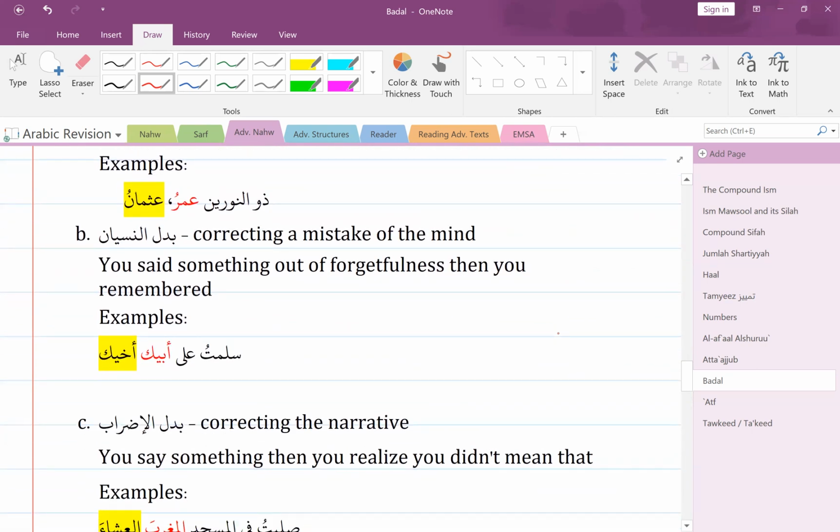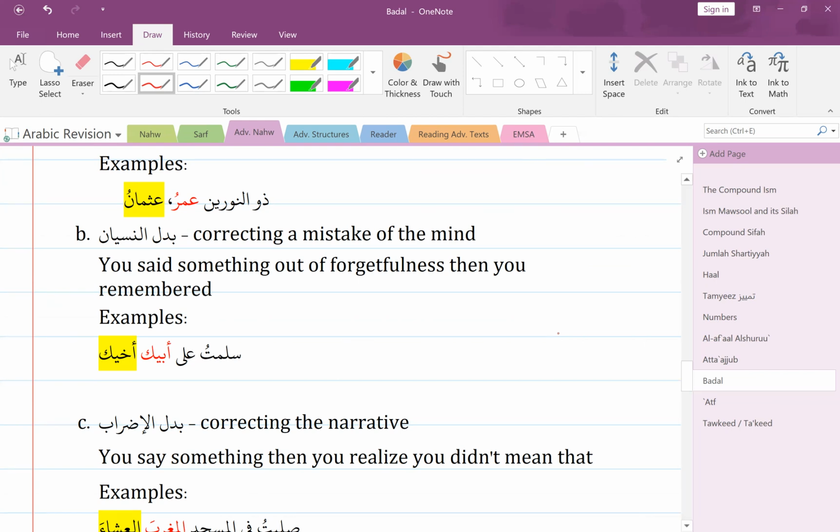The second category is badal al-nisyan. Now this is correcting a mistake of the mind. You didn't know, or maybe you knew it a while ago and forgot about it. So you said something, and after you said it, you remembered the correct thing. In your mind, you thought you said the right thing, but then you remembered that you said the wrong thing, so you corrected yourself.